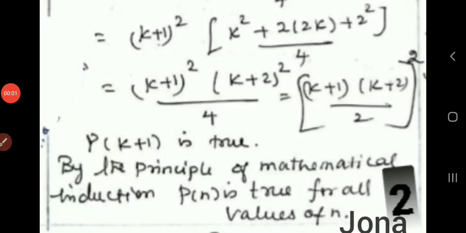Therefore, we can say P of k plus 1 is true here. By the principle of mathematical induction, P of n is true for all values of n, because for 1 it is true, and then for k it is true, and then we proved P of k plus 1 is also true. Therefore, from this we can conclude by the mathematical induction P of n is true for all values of n.